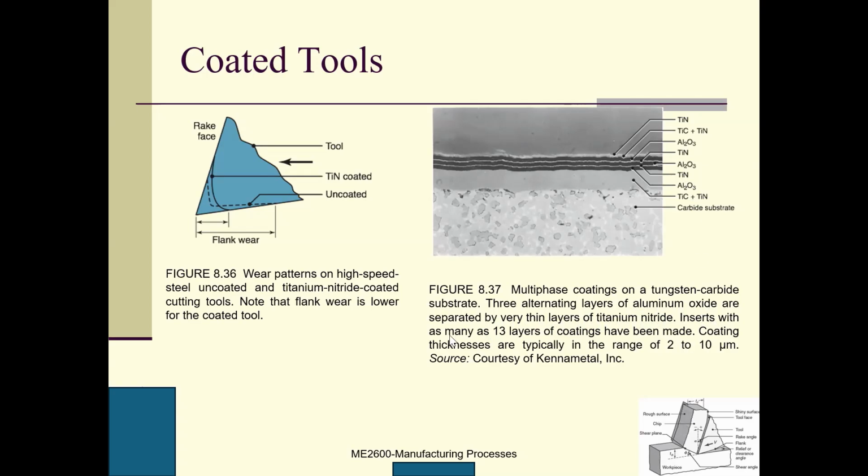Inserts with as many as 13 layers of coating have been made. The coating thickness is typically in the range of 2 to 10 micrometers. This gives us an example of multi-phase coating. We have different coatings, so this is kind of an extreme case. Usually we don't need so many layers of coating for the tool.